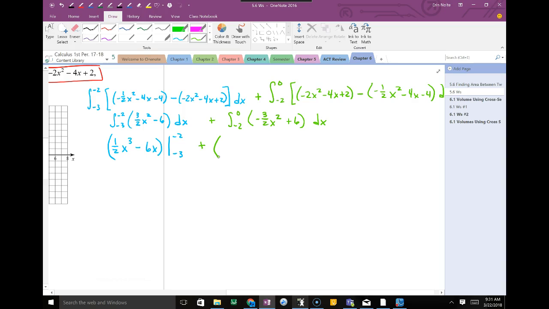What's the integral of -3/2 x squared? -1/2 x to the third. Integral of 6? 6x from 0 to -2. And now I'll let you use your calculator.